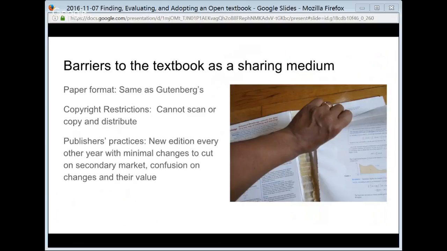It's not necessarily a practice that is authorized. Like, you can't really scan or take a picture of a textbook and make it available digitally to your students because it's a different format, and the copyright restricts that practice. And then the practice of publishers, which is to create new editions every other year so that they can still make money, like every 2 or 3 years they get out a new edition that has minimal changes, and then it creates confusion and restricts the secondary market when people want to sell their used textbooks.